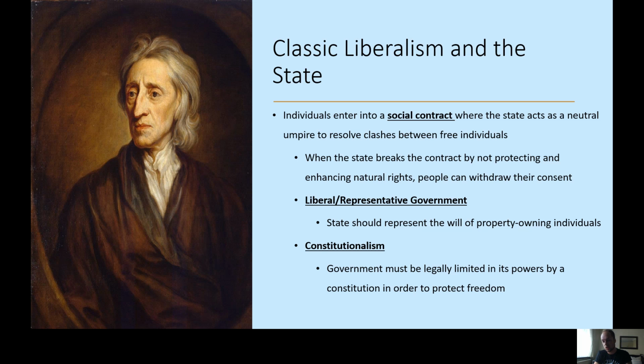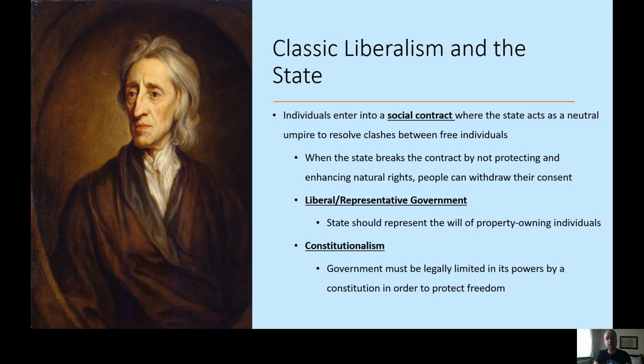If the state breaks this contract by not protecting or enhancing our natural rights, we can then withdraw our consent for the state. The state no longer has the credibility, it no longer has the validity of the population, so therefore it needs to be removed, or we can withdraw our consent and remove the state. And we can think about this in the context of the American Constitution, that if the state does not protect or enhance our natural rights, you have the right to bear arms and technically overthrow your government if you wish. We don't have the same situation in England, but in America, that's probably the clearest example.